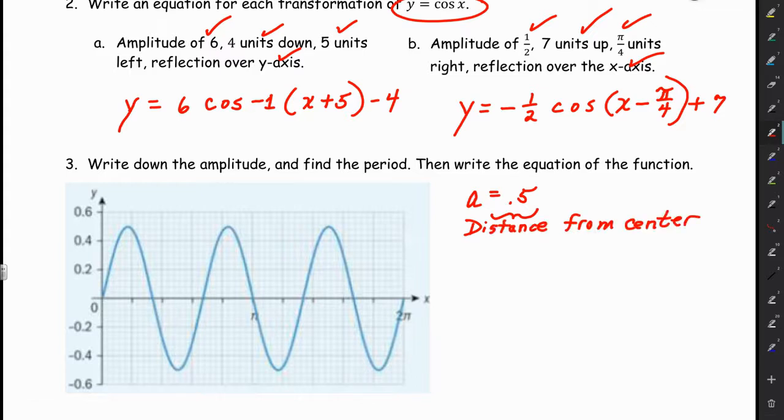Right, we also need to find the period. So we need to know how many cycles occur from 0 to 2 pi. Because B is the number of cycles that occur from 0 to 2 pi. So here's 1 cycle, here's 2 cycles, here's 3 cycles. So just by looking at this graph, we know that the value of B, make a note, is 3. So then the period is 2 pi over B. So our period is 2 pi over 3.